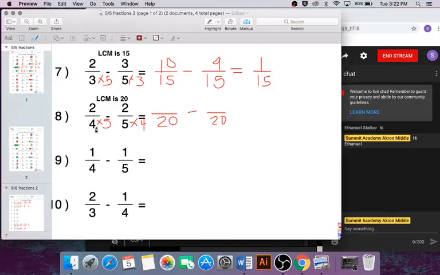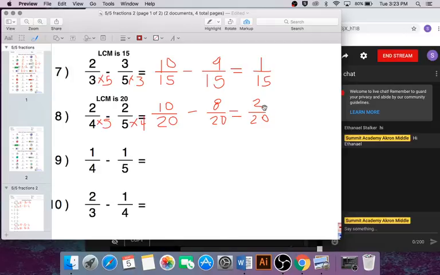So in our first fraction, we multiplied 4 times 5 to get 20. So we're going to multiply 2 times 5, which is 10. In our second fraction, we multiplied 5 times 4 to get 20. So we're going to multiply 2 times 4, and 2 times 4 is 8. And then we can solve. Our denominator is going to stay 20. And 10 minus 8 is 2.